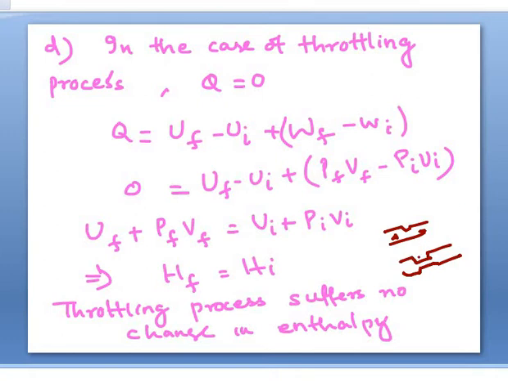It's an application so that you can get a low pressure from this. In that process, the heat change is very small, so we will take it as 0. In such a case, there is no change in enthalpy; a throttling process suffers no change in enthalpy. The reason is that when you take Q equal to 0, you express it in terms of Uf minus Ui plus the work, that is PdV from I to F, which will be Wf minus Wi. So that part is clear.